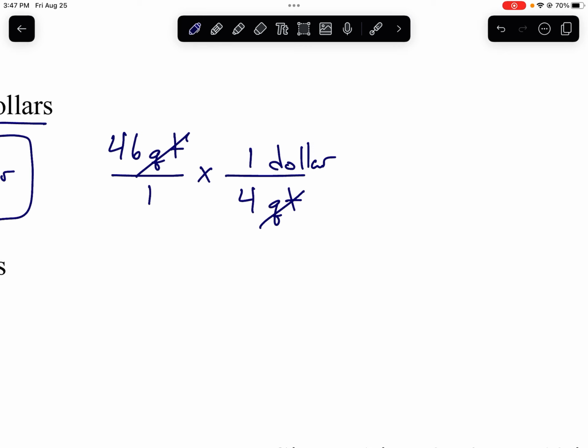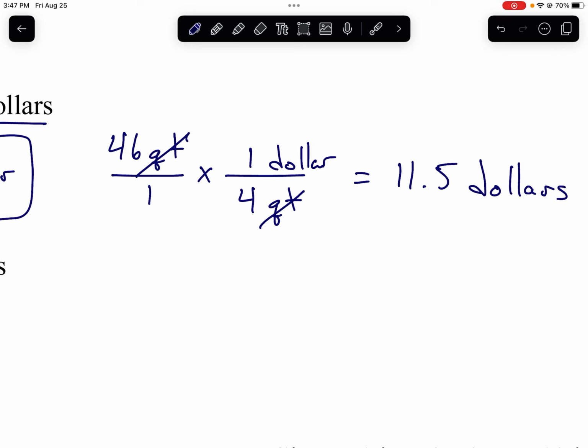I'm gonna start with 46, right? And then you can multiply that by $1, and then we're gonna divide by 4. Okay, so you should be ending up with $11.5.